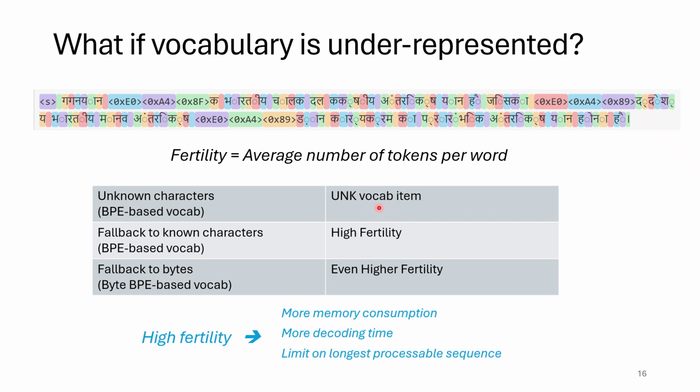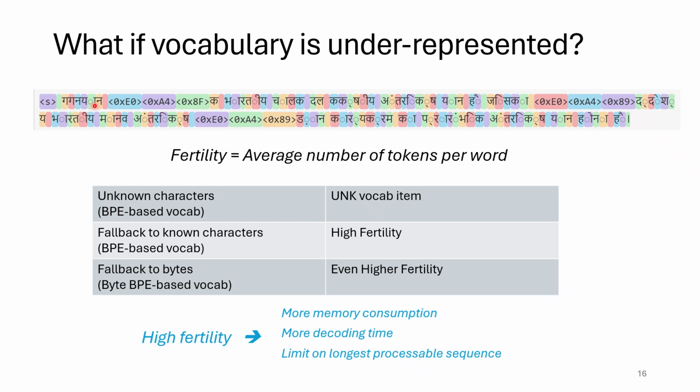So what happens because of this? If you use a BPE-based vocabulary and some characters don't exist, you just replace them with unknown vocabulary items, which is loss of information. If you have known characters, but you almost back off to characters, then you have very high fertility, which you can see here. Almost every word is broken down to characters.